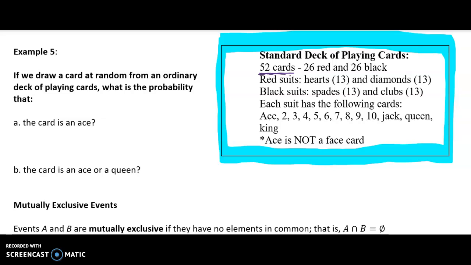In the red suits, we have hearts. So there's 13 cards that are hearts and 13 cards that are diamonds. So hearts and diamonds. In the black suits, we have spades and we have clubs.